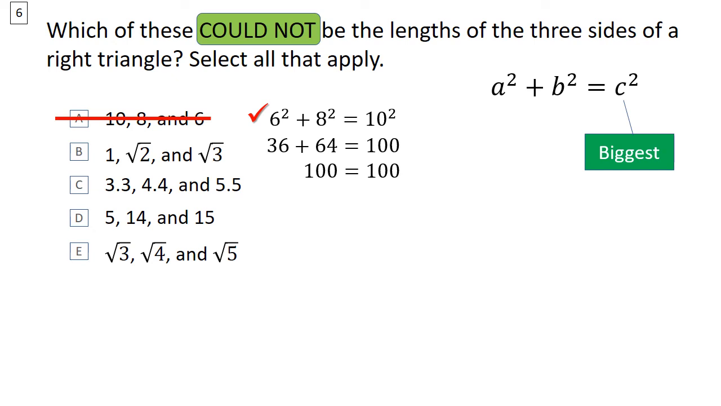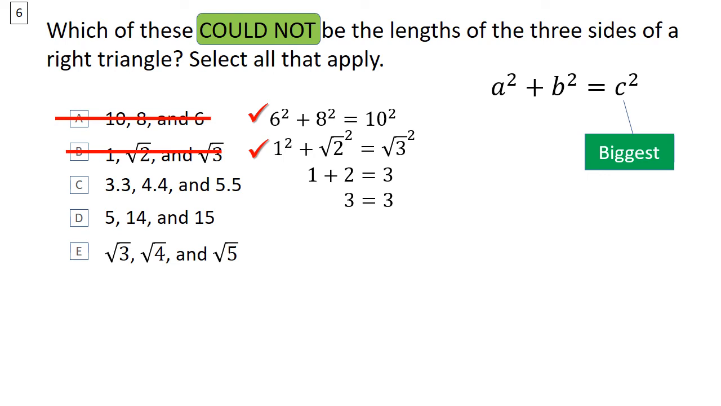How about B? Let's try that one. 1 squared plus square root of 2 squared equals square root of 3 squared. What happens when you square a square root? You just get the numbers inside. So that's really 1 plus 2 equals 3. Does 1 plus 2 equal 3? Yeah, it does. So that's a yes. But I'm not looking for yeses. I'm looking for no's. So B is out. Always read your directions carefully.